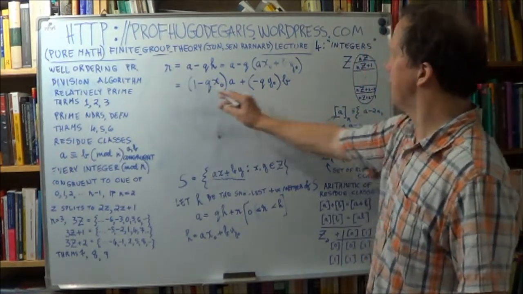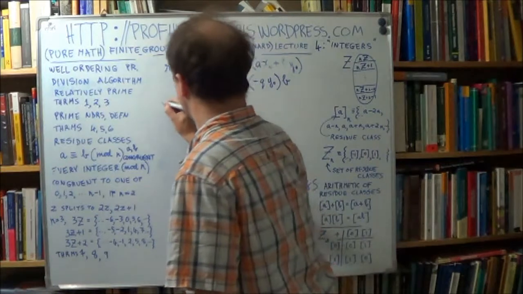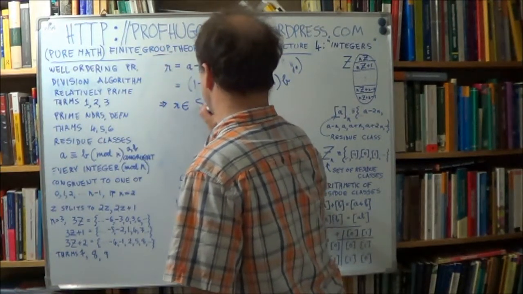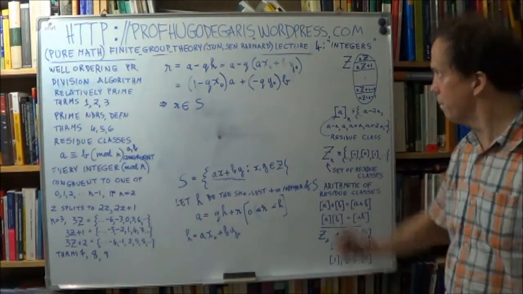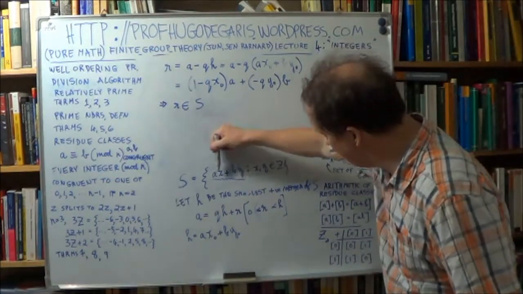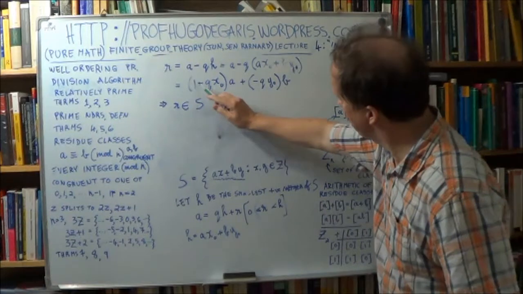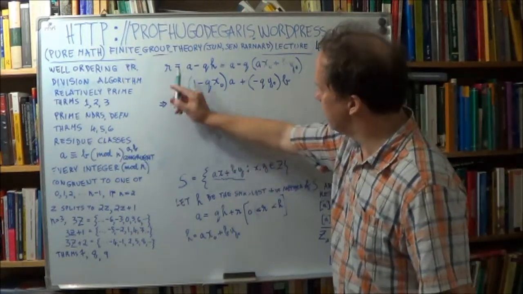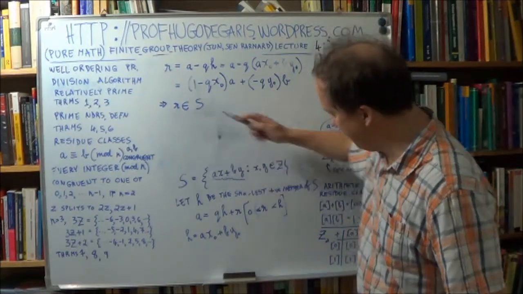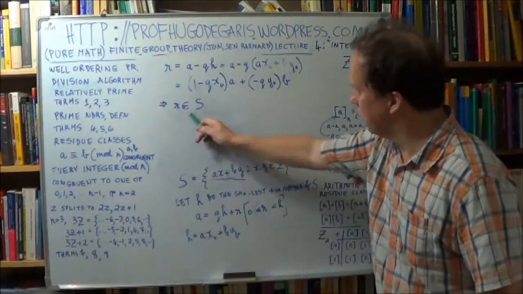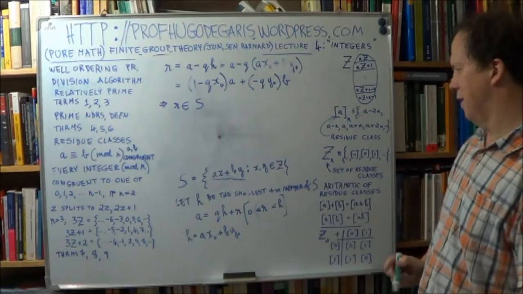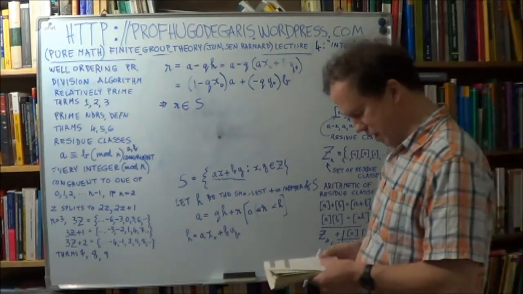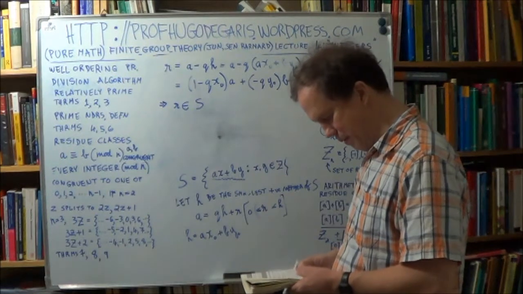So from this, that implies that R belongs to S, because R is of that form: integer A plus integer B. Therefore, this remainder, this residue, this R here, belongs to S. Okay. Now the next vital step.